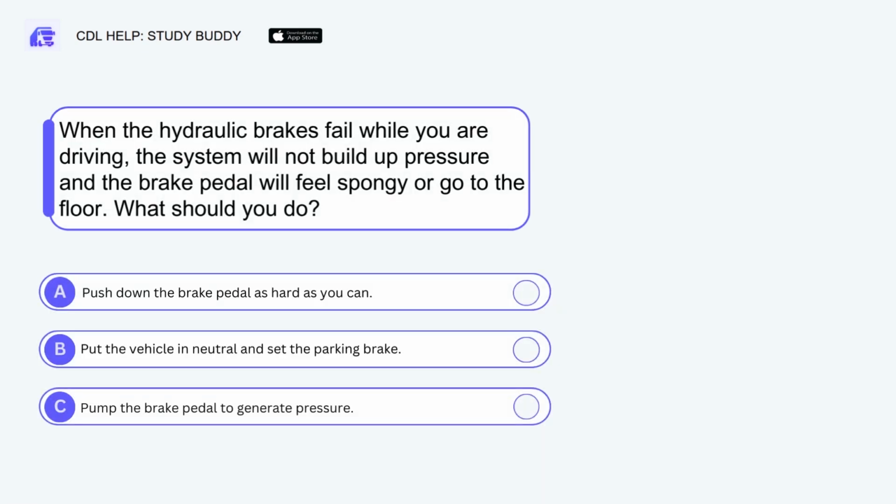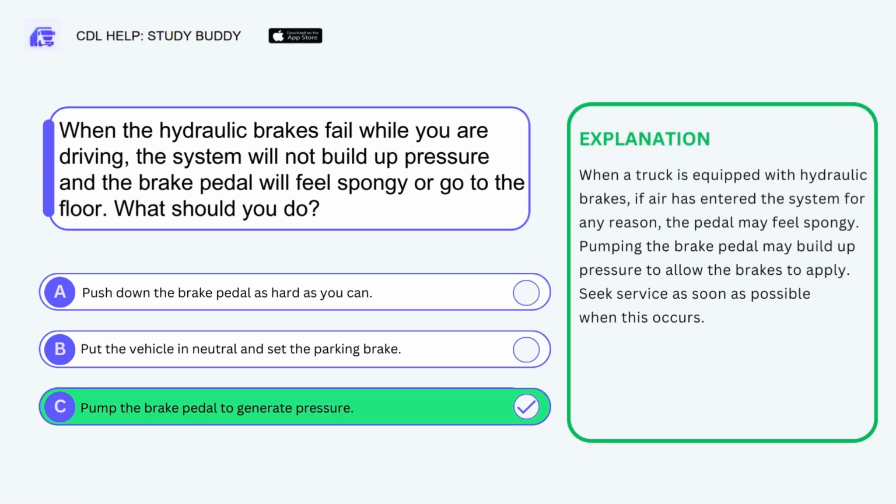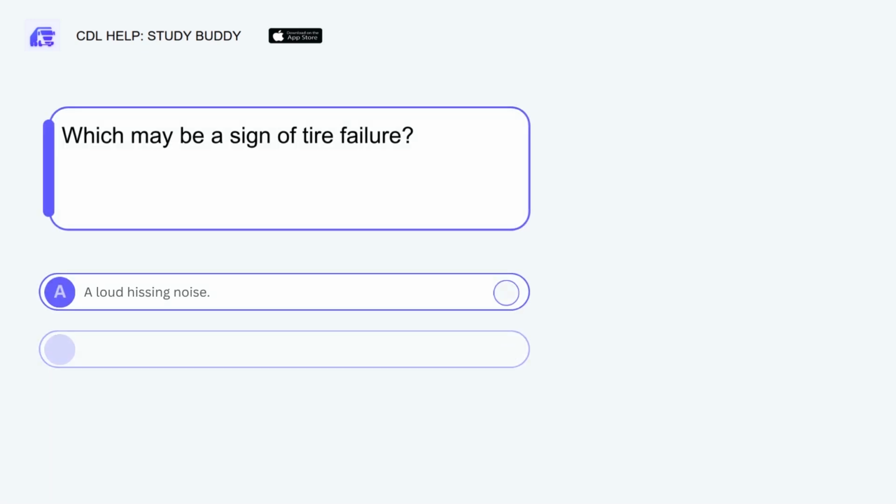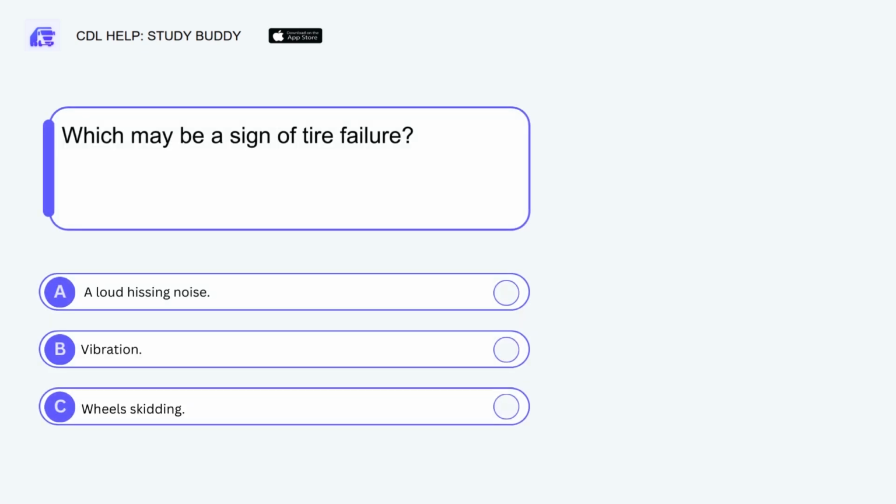When the hydraulic brakes fail while you are driving, the system will not build up pressure and the brake pedal will feel spongy or go to the floor. What should you do? When a truck is equipped with hydraulic brakes, if air has entered the system for any reason, the pedal may feel spongy. Pumping the brake pedal may build up pressure to allow the brakes to apply. Seek service as soon as possible when this occurs.